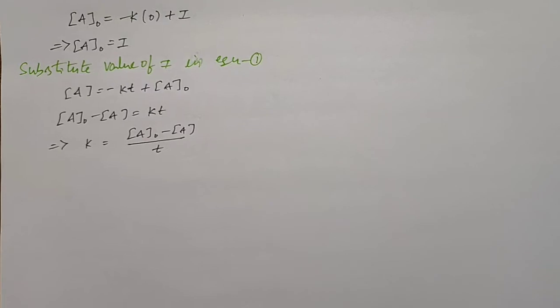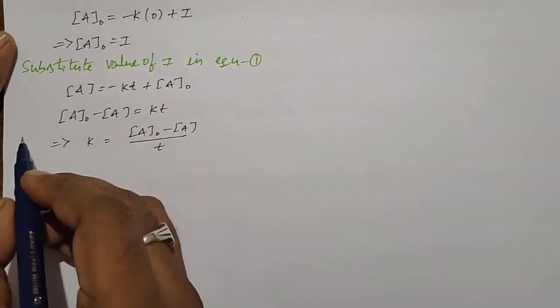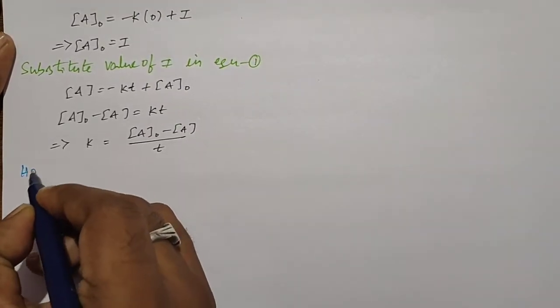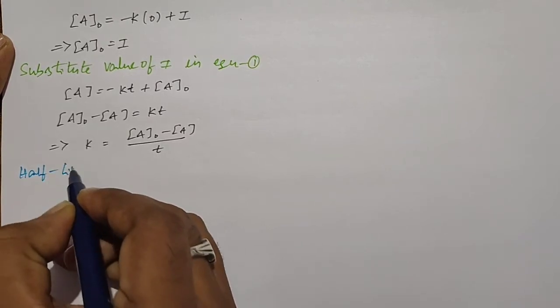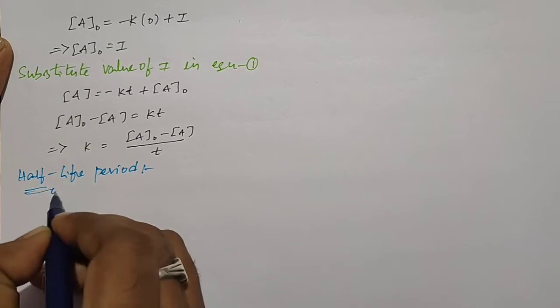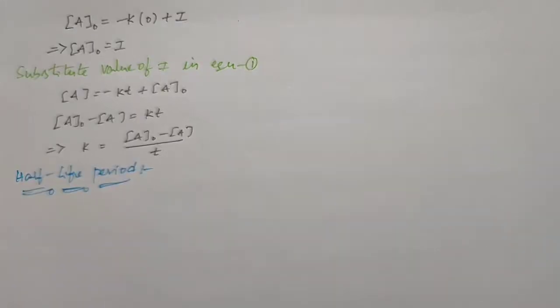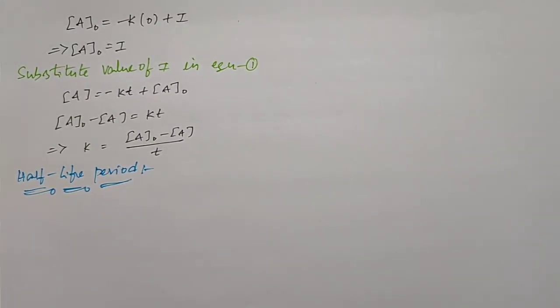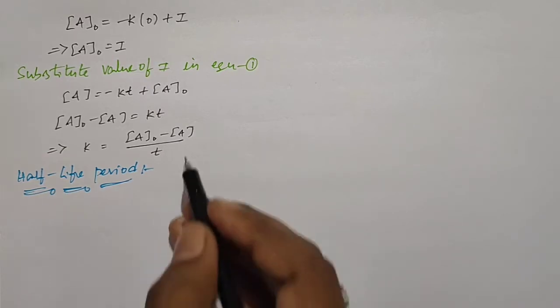Next, the half-life of a zero order reaction. So the half-life equation or half-life period for a zero order reaction. What is meant by half-life period? The time required to reduce the initial concentration of the reactant to exactly half of its initial value is called the half-life time or half-life period, and it is represented by t half.